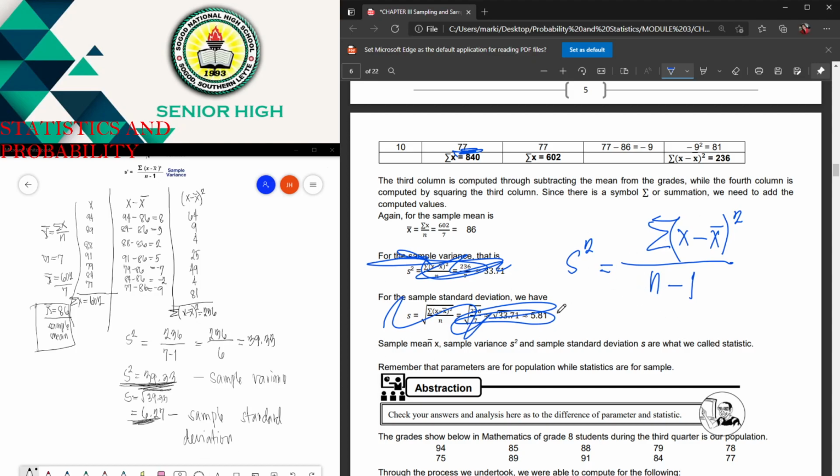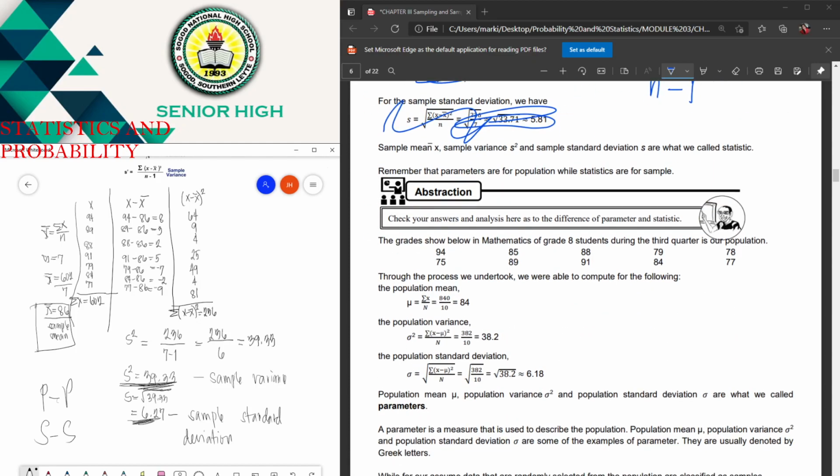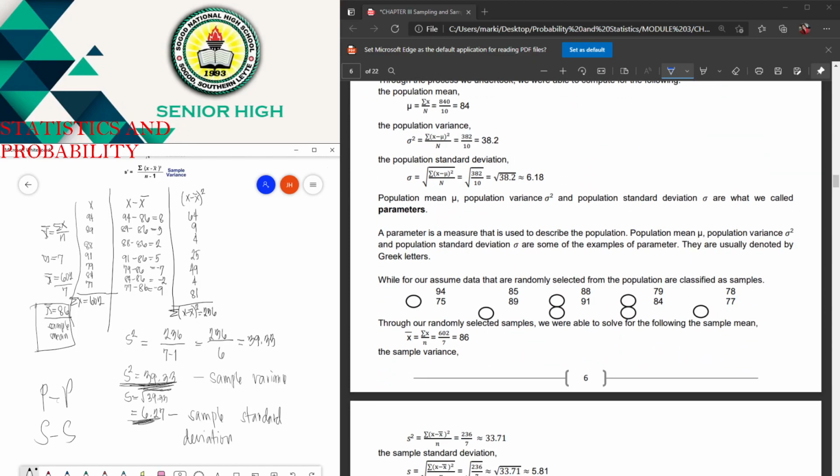This is the solution in getting this variance. Okay? So again, parameter is for population, statistics is for sample. Clear? Okay.